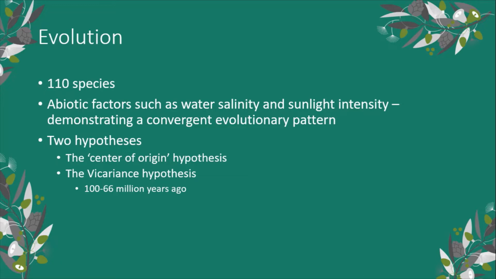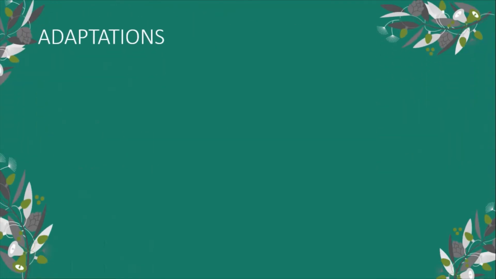The vicariance hypothesis asserts that mangroves evolved around the Tethys Sea around 100 to 66 million years ago, and regional diversity was a result of diversification in the plant after continental drift. Though these hypotheses have been supported by evidence by researchers, there is no clear data or specification about the actual origination of the mangrove. Therefore, either hypothesis can be false.